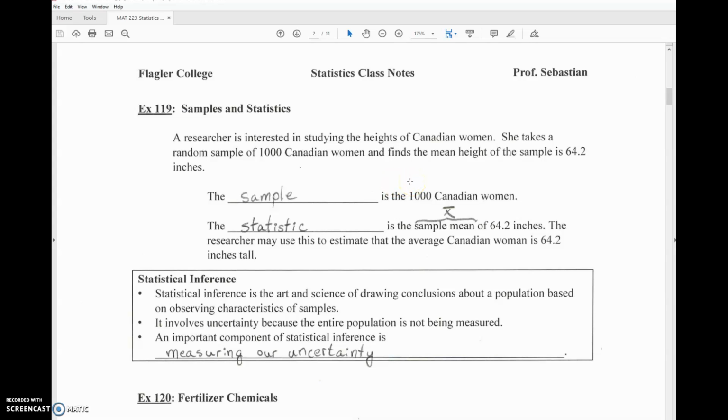So we are on page 91, second page in section 7.1, and we just got done talking about how populations have parameters and samples have statistics. Here's a quick example of that.